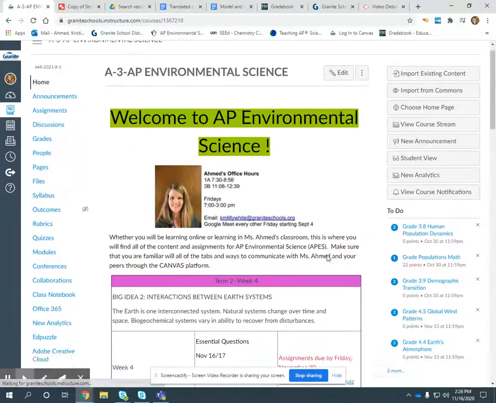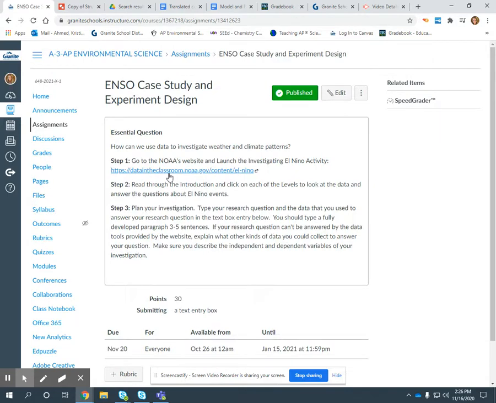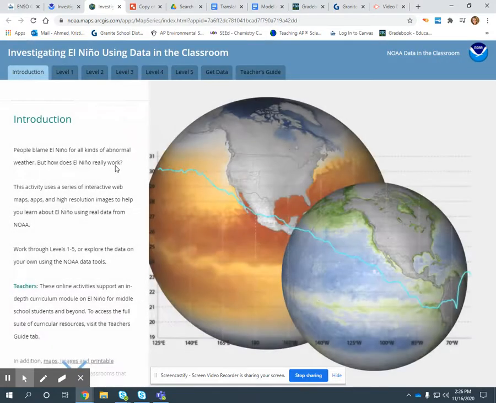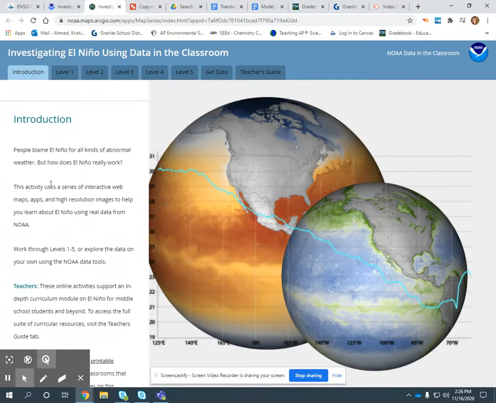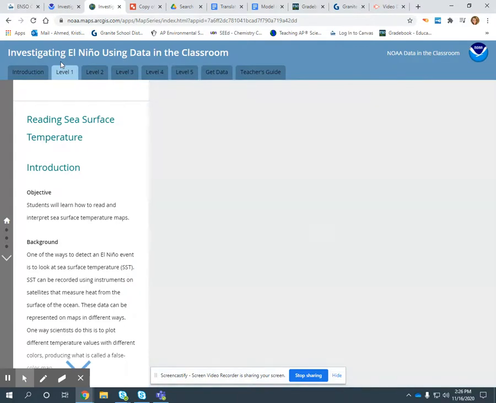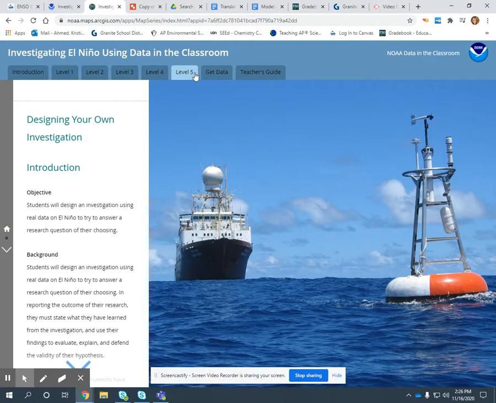The second assignment you guys are going to be completing is this ENSO case study and experiment design. ENSO just stands for El Nino Southern Oscillation. So you're going to click on this link and it'll take you to this website. So if you click on this website, this is what it looks like. So you're going to click launch the activity and there'll be a series of questions introducing the data and how to use this tool, but you'll need to answer all the questions at all the levels. So starting with level 1 and working your way all the way up till level 5, not skipping over any of these questions, but answering each one of the questions in the simulation.